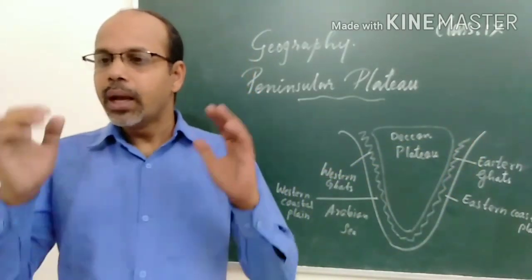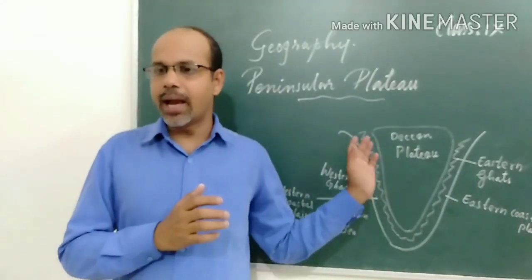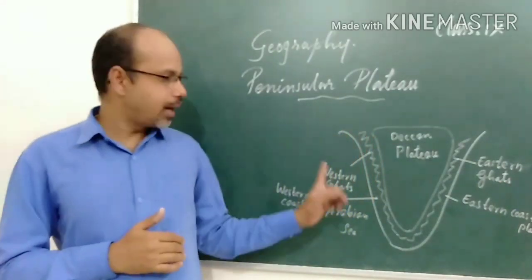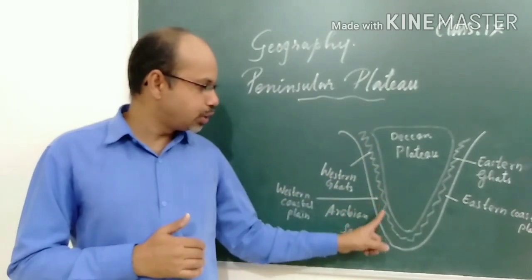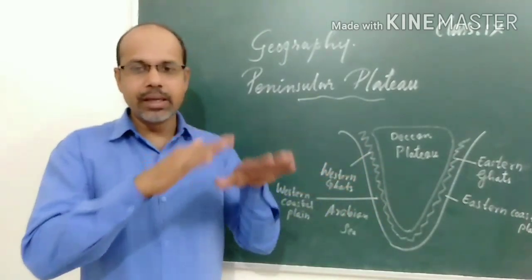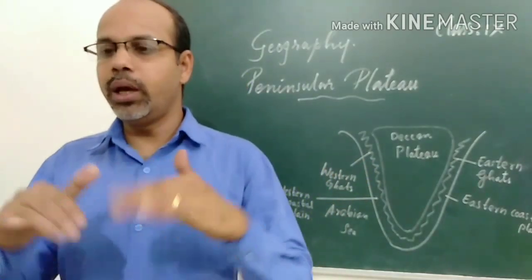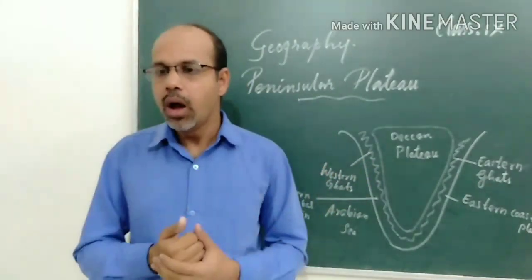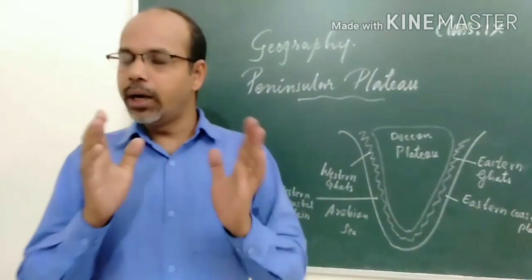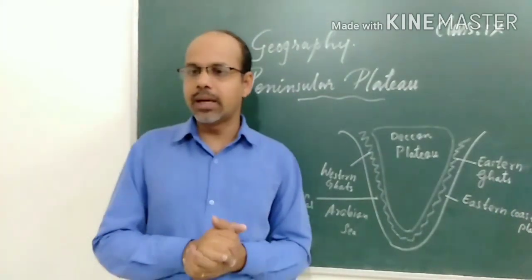So these are continuous mountain chains and can be crossed through passes only. There are many passes, which means valleys or gaps in the mountains through which we have to cross the mountains. There are many different passes.